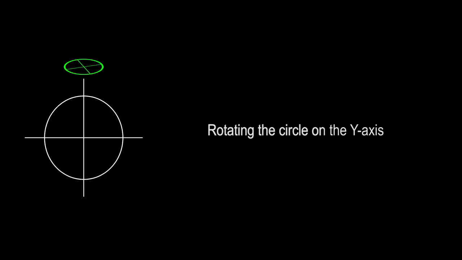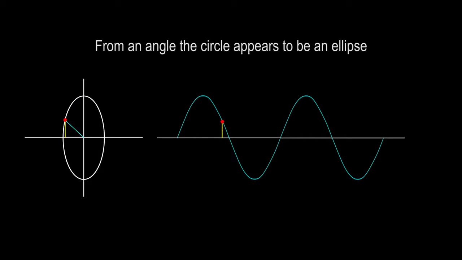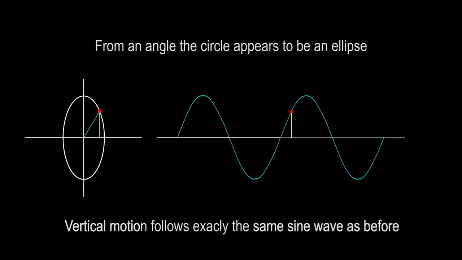If we view the motion around the circle from an angle, it appears that the object is moving in the shape of an ellipse. The vertical movement up and down will follow the exact same sine wave as it did before. This shows that if we follow an elliptical trajectory, for example doing a slight curve as we change direction, as we do with a punch, then it will be more like a sine wave.